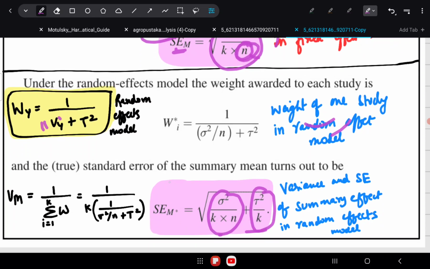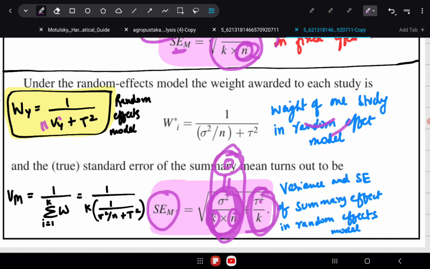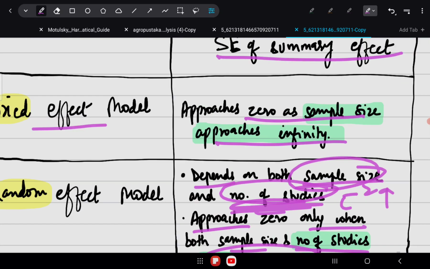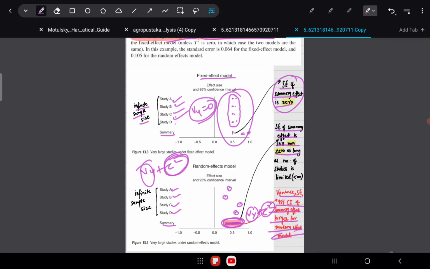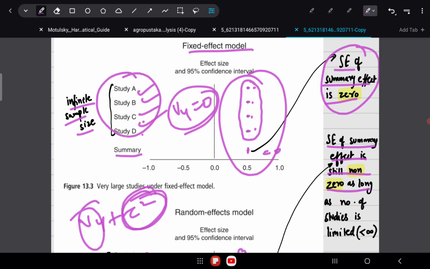But in case of random effect modeling, if you want to make the first term 0, you can do it by having an infinite number of studies or infinite sample size. But even if you have infinite sample size and this term becomes 0, the second part will still be there. So the standard error will still be non-zero even if you have an infinite sample size in each study. This is what this forest plot was trying to show you. In this case the sample size for each study was infinity, so the standard error of the summary effect was approaching 0.